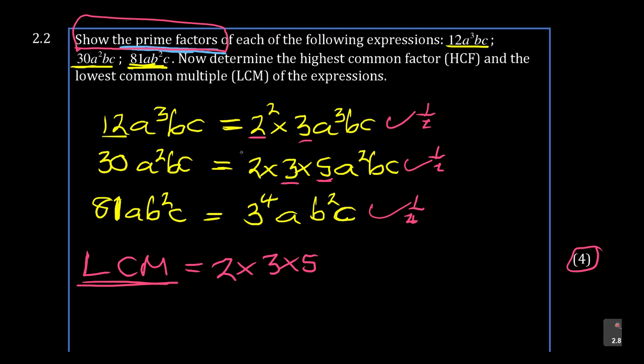And then from there, for each number that you have chosen, look for the highest powers. Now, look for 2. There is a power 2. But here, there is no power, meaning there is a default 1 there. So I take 2, which is 2 to the power of 2.